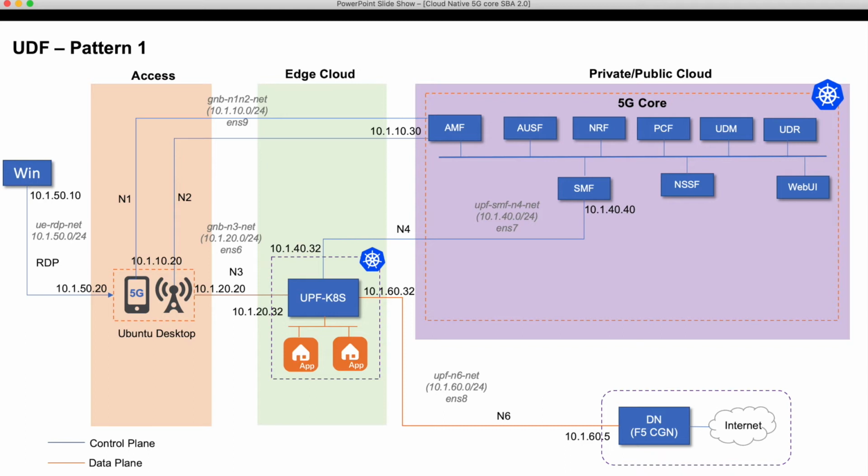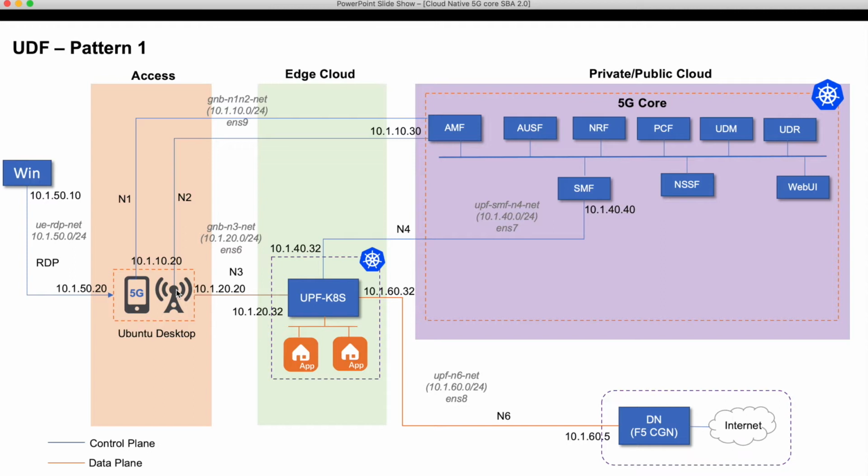This is the pattern number 1 in the UDF. So what I'm going to do is spin up the 5G Core SBA on the Kubernetes cluster, as well as spin up the UPF at the Edge Cloud on another Kubernetes cluster, a single node cluster. Once all those Kubernetes pods are up and running, I'm going to run a G-Node-B simulator.